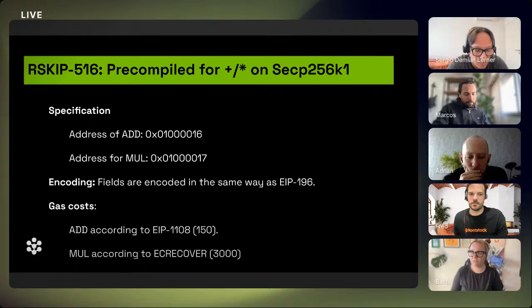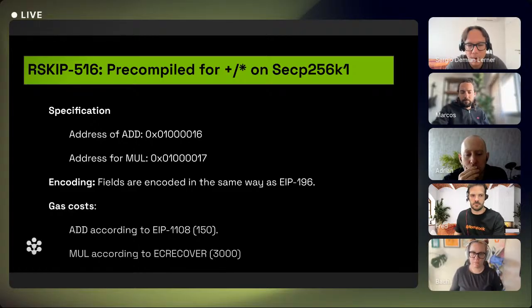And the scalar multiplication cost was taken from EC recover, the precompile to recover the public key and the address from a signature. EC recover actually performs two scalar multiplications, and the cost of EC recover is 3,000 gas units. So we could even make a multiplication half of the EC recover cost, but we take 3,000 to be more conservative. We will set the gas cost to 3,000 gas units. Okay, so that's how we arrive at the gas cost. And I think that's all for this RSKIP.